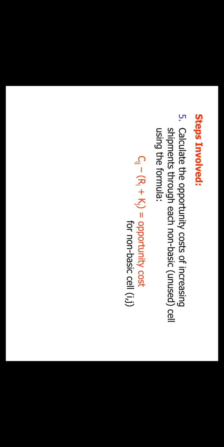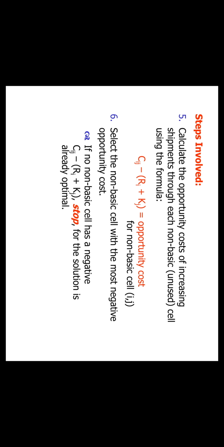Step 5. Calculate the opportunity costs of increasing shipments through each non-basic or unused cell using the formula C sub i sub j minus the quantity R sub i plus K sub j, which equals your opportunity cost for non-basic cell ij. So, this particular formula would now be applied to our unused cells.